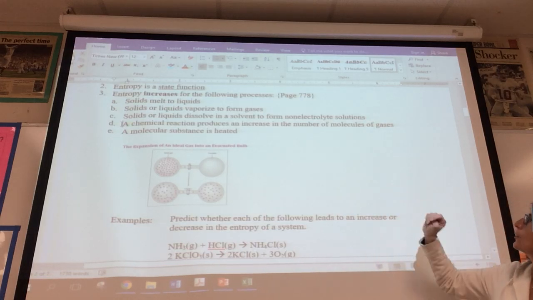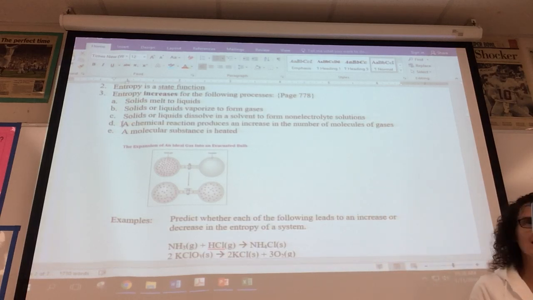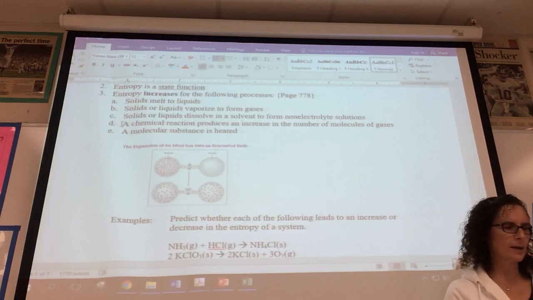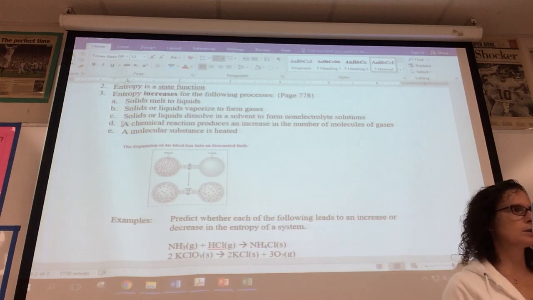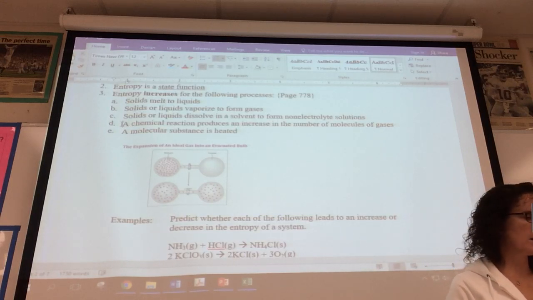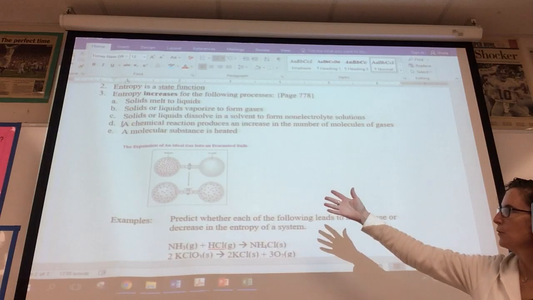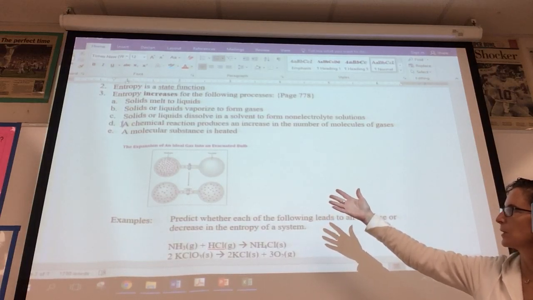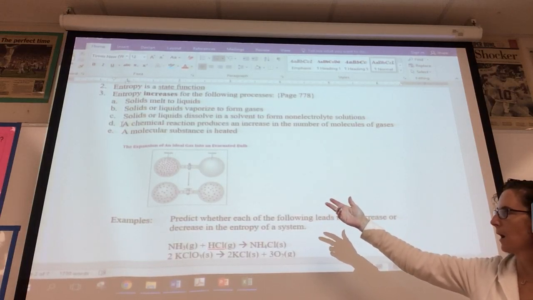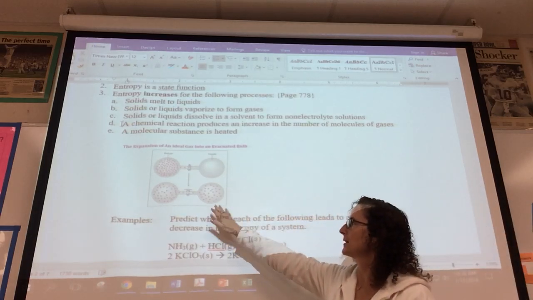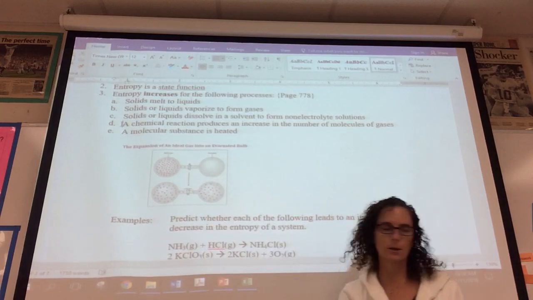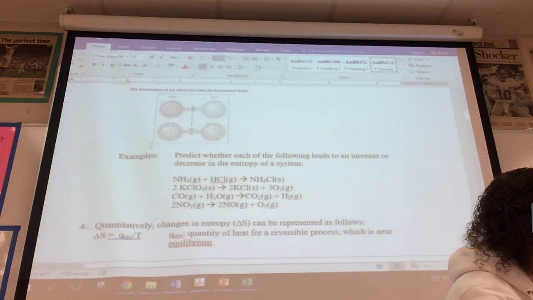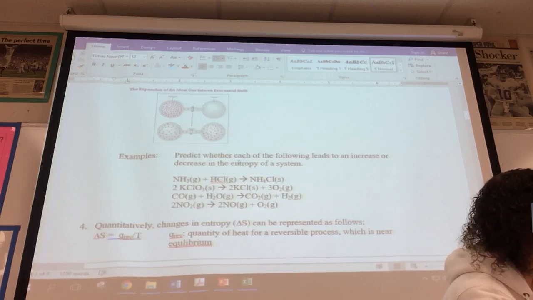When you see an increase in the number of molecules of gas, you'll have an increase in entropy. I'll show you an example of that in just a minute. When you heat a substance, the particles move faster, and as a result, the entropy will increase. If you allow an ideal gas to expand by opening up a stopcock in a bulb-type apparatus that we've looked at previously, there is greater disorder here than here. So in each of the following, we want to predict whether you get an increase or decrease in entropy.